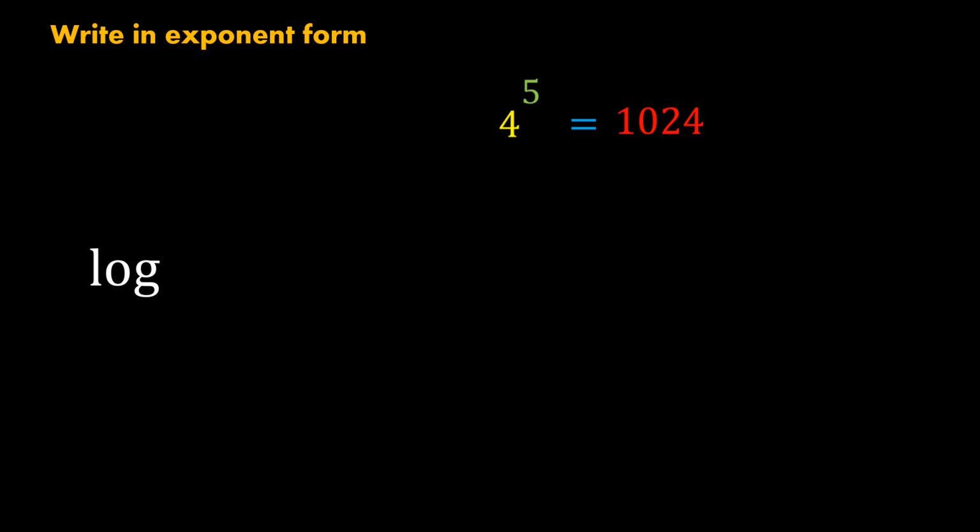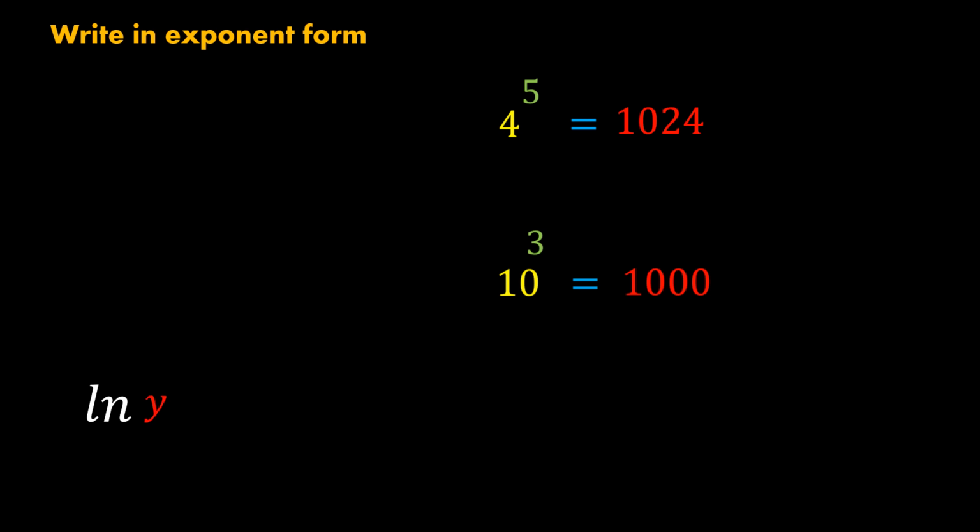Another example, we have logarithm for 1000 is equal 3. Now, since we have logarithm without base, as we mentioned, the base always is 10 like this. So now I want to rewrite it in the exponent form. So it will be 10 to the power of 3 is equal 1000. So this is how to rewrite this logarithm to the exponent.